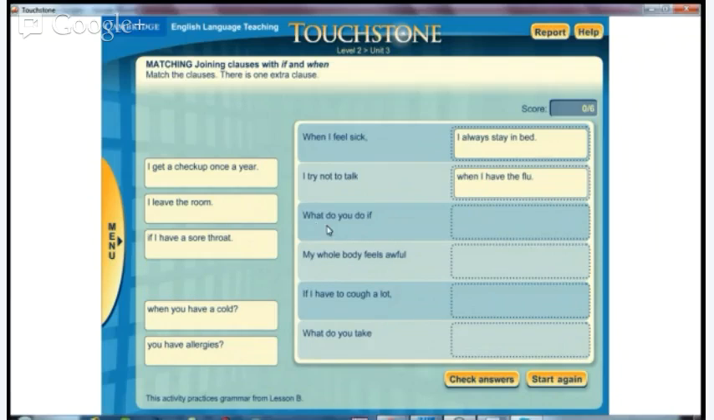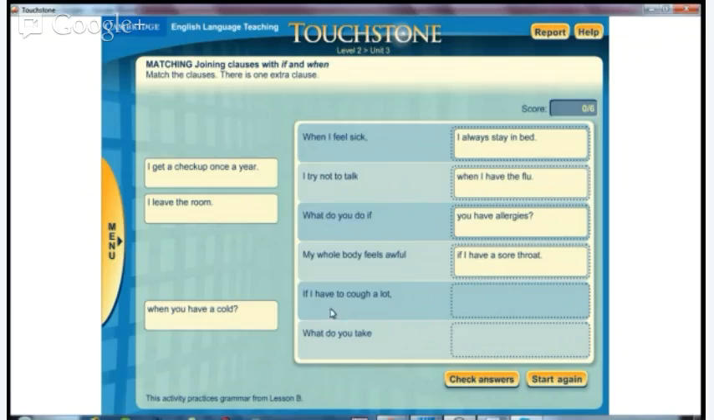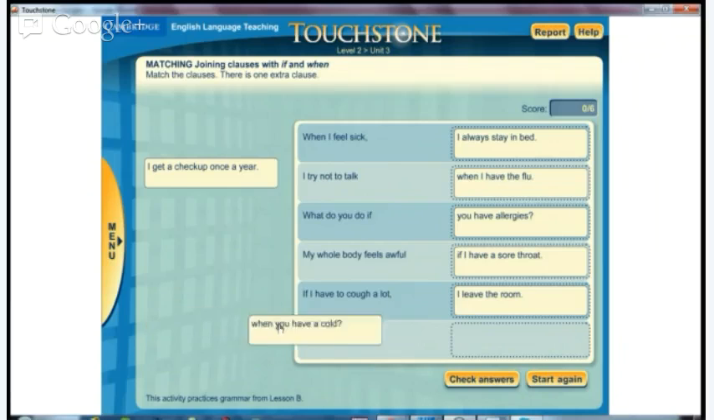Let's try. What do you do if you, what do you do if, I don't know, if you, it could be if, what do you do if you have allergies? My whole body feels awful. If I get a sore throat, if I have to cough a lot, I leave the room. What do you take when you have a cold?